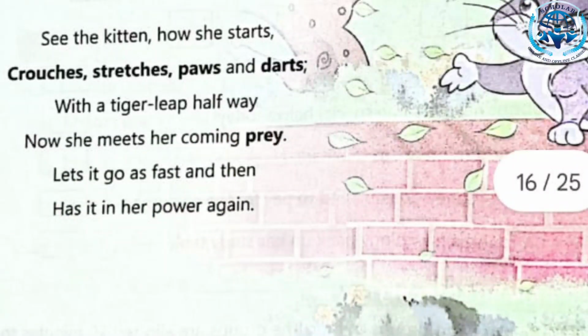The second para describes the preparation of the kitten to catch its prey. You know who is a prey? Prey is an animal hunted for food. As the kitten is playing with the leaves, so here prey are the leaves. Explanation of the second paragraph.